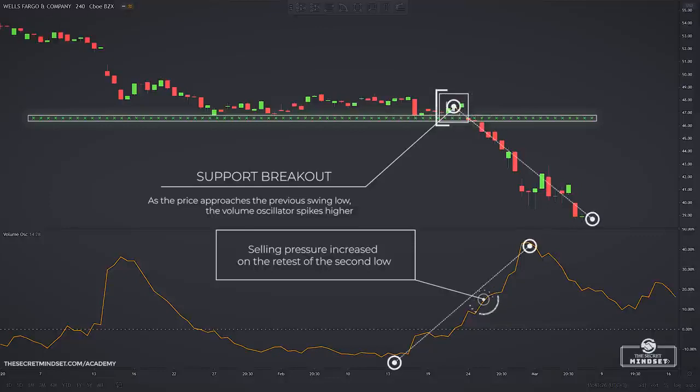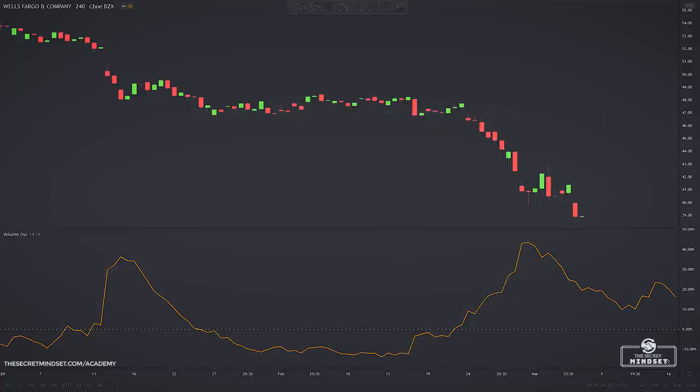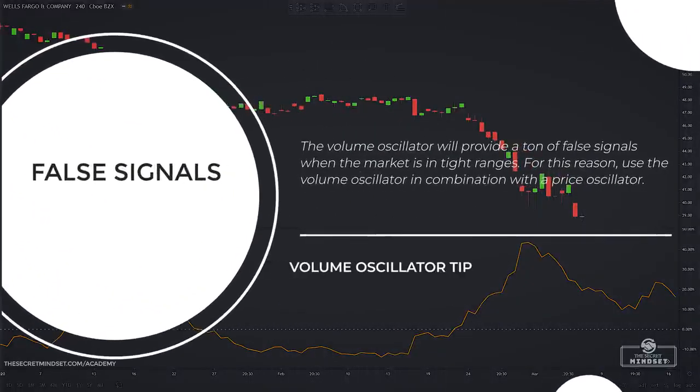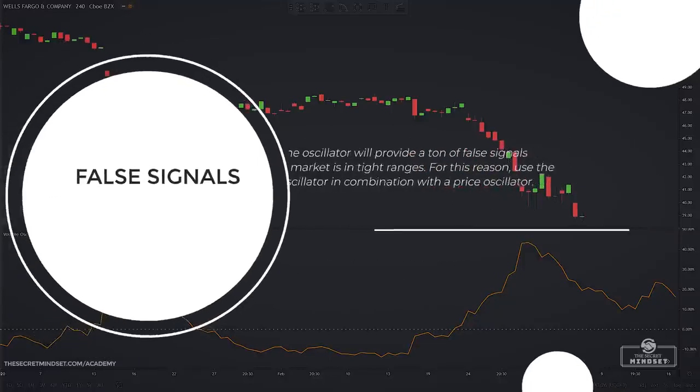The price and volume action will look non-existent, yet the oscillator could be moving above and below the zero line. This is really annoying because the appearance of underlying strength or weakness is nothing more than a false signal. For this reason, I like to use the volume oscillator with a price oscillator.